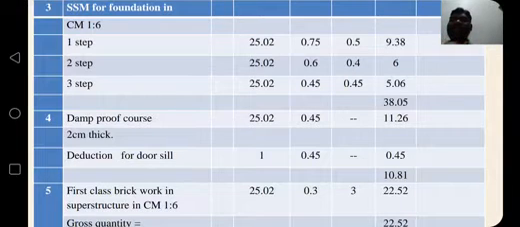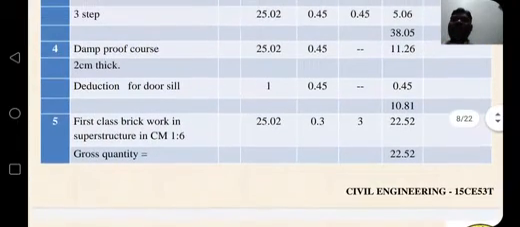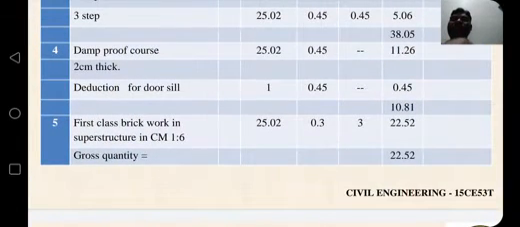Damp proof course: 25.02 into 0.45, that is in square meter 11.26. Deduction for door sill: 1 into 0.45, 11.26 minus 0.45 is around 10.8.